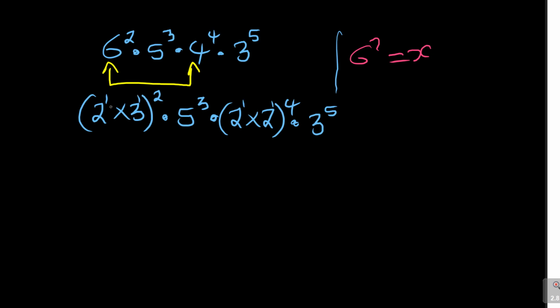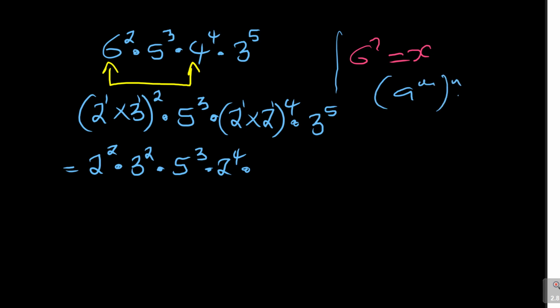So I can bring it in here so that it will be 2 to the power of 2 times 3 to the power of 2 times 5 to the power of 3 times 2 to the power of 4, because I'm using a to the power of m times n, which is a to the power of m times n. Remember the laws of exponents? So hence it's 2 to the power of 1 times 4, it's 4 dot 3 to the power of 5.